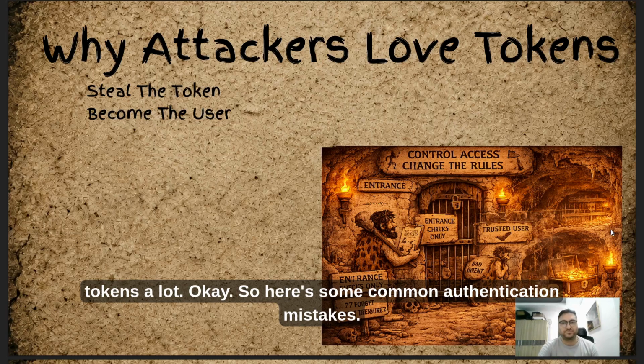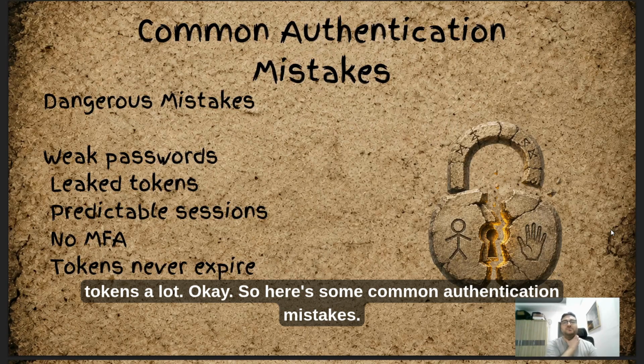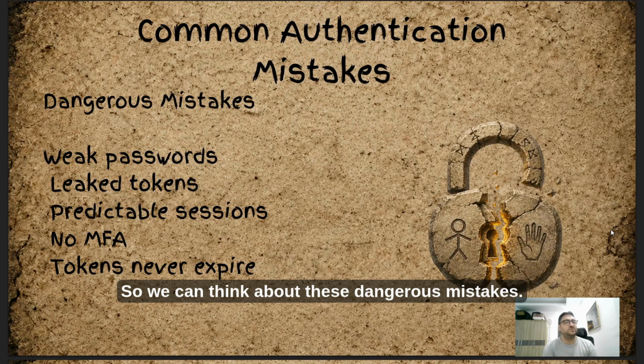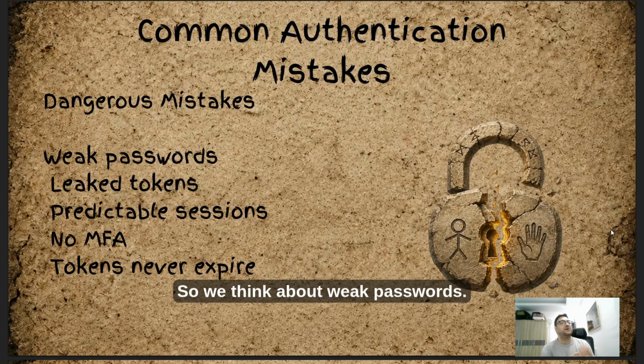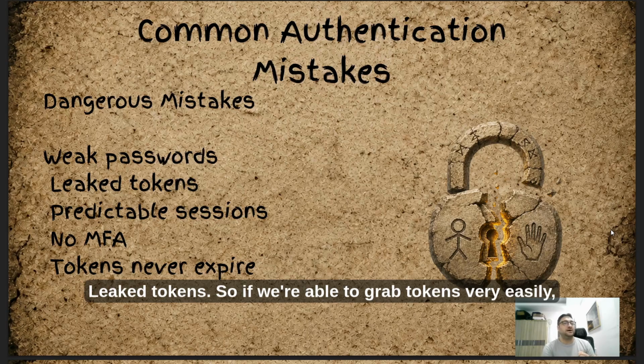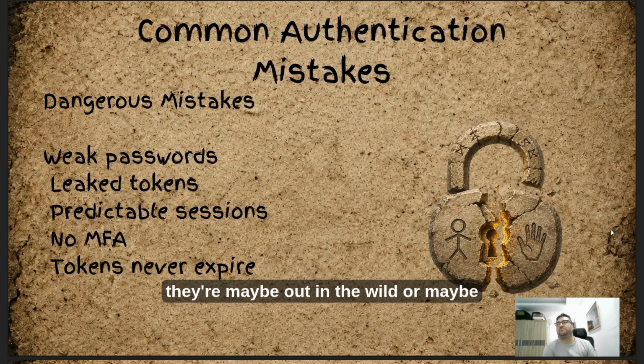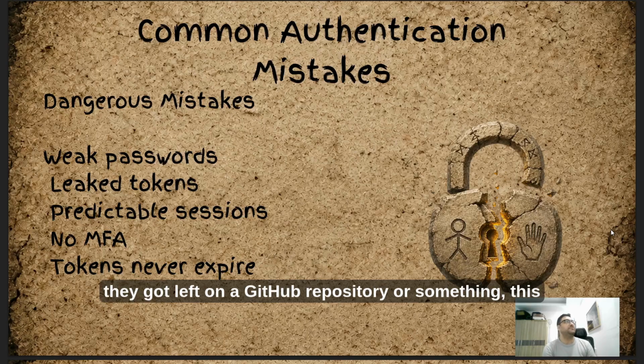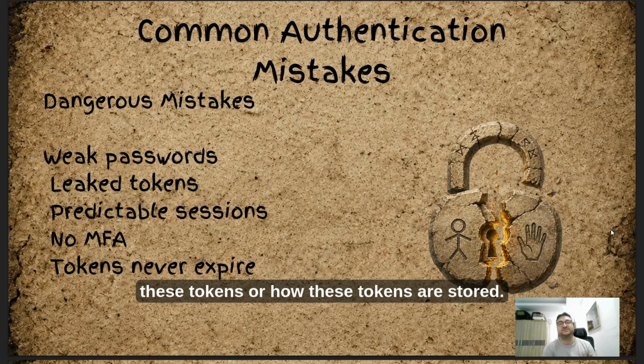Okay, so here's some common authentication mistakes. We can think about these dangerous mistakes. So we think about weak passwords. Obviously we need to follow a good password policy. Leaked tokens. If we're able to grab tokens very easily, they're maybe out in the wild, or maybe they got left on a GitHub repository or something, this is a big problem. So we need to be very careful about where we put these tokens or how these tokens are stored.